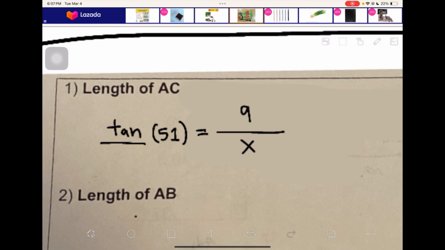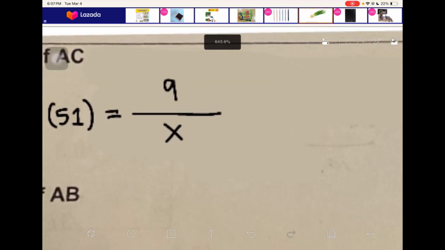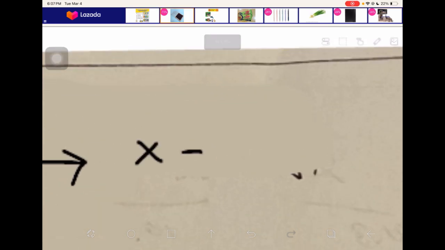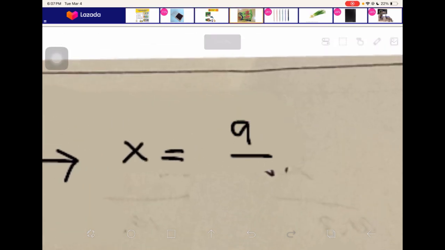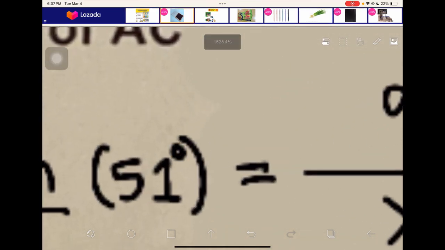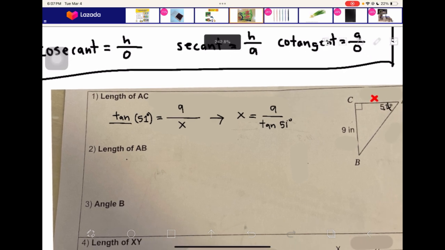Now, all you have to do is find X by changing the equation into X is equal to 9 over tangent of 51 degrees. I'll put degrees so that we can easily see it. So let's put that into our calculators: 9 divided by tangent of 51 degrees.